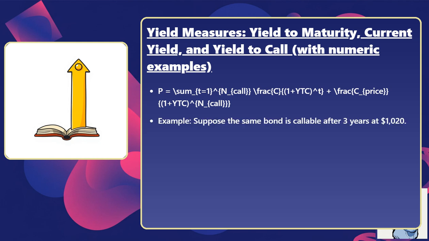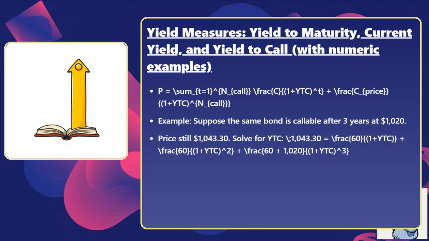Example: suppose the same bond is callable after 3 years at $1,020. Price still $1,043.30. Solve for YTC. 1,043.30 equals 60 over (1 plus YTC) plus 60 over (1 plus YTC) squared plus (60 plus 1,020) over (1 plus YTC) cubed. Iterating gives YTC approximately 3.56%.